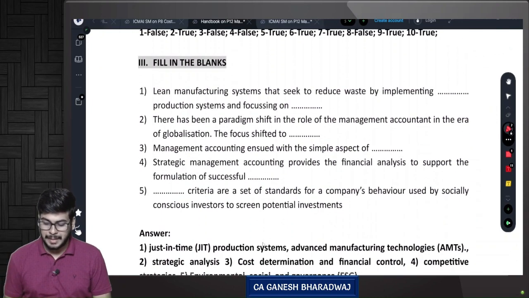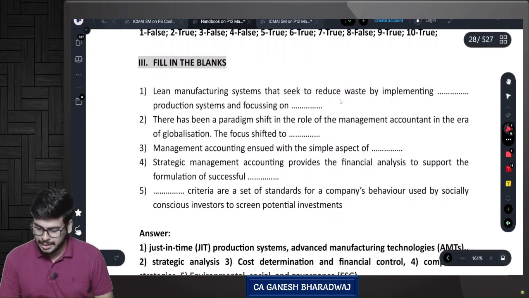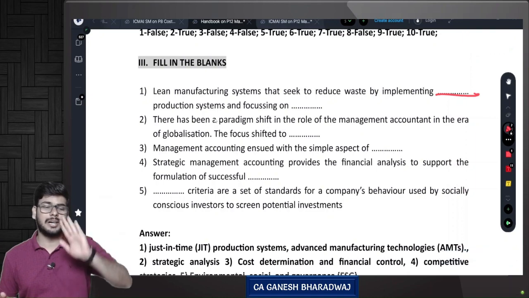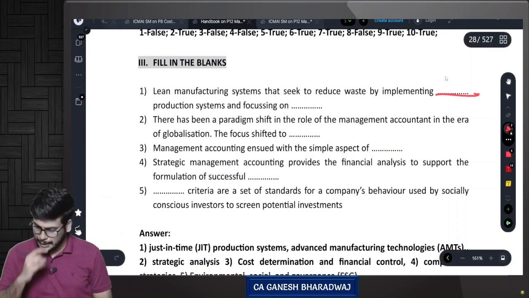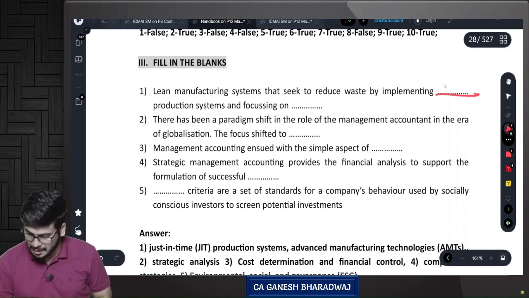Fill in the blanks. Lean manufacturing system that seeks to reduce waste by implementing dash production systems and focuses on dash. We saw that. I underlined one area and I told you, a lean manufacturing system seeks to reduce the waste by implementing the JIT manufacturing system, just in time.